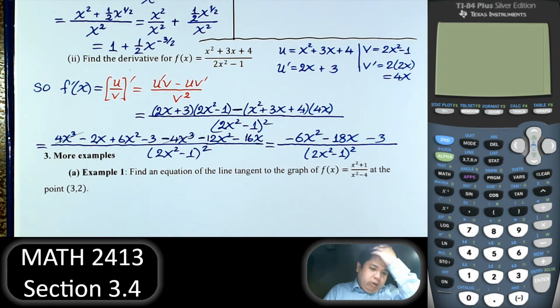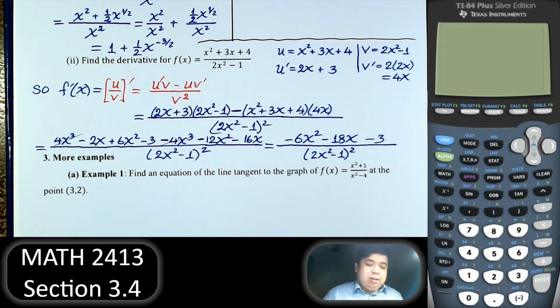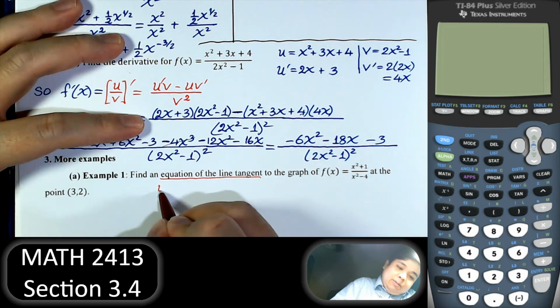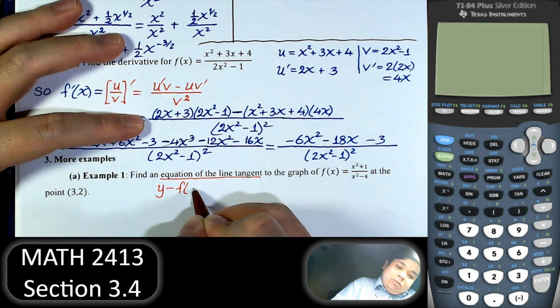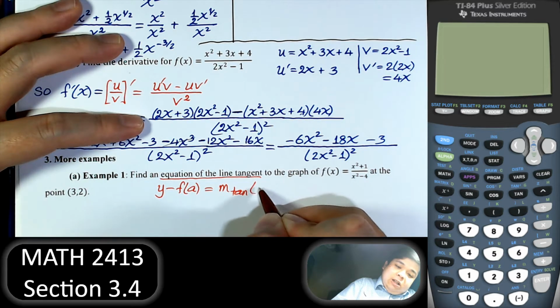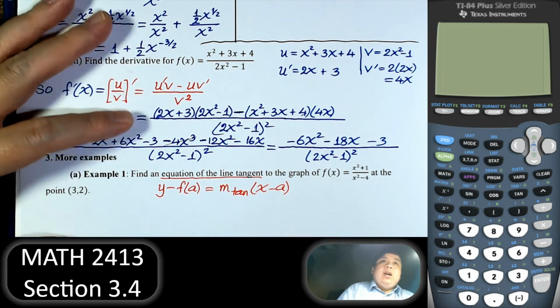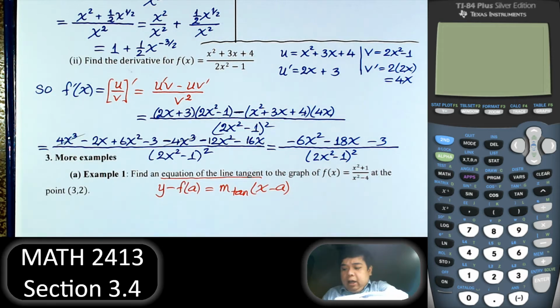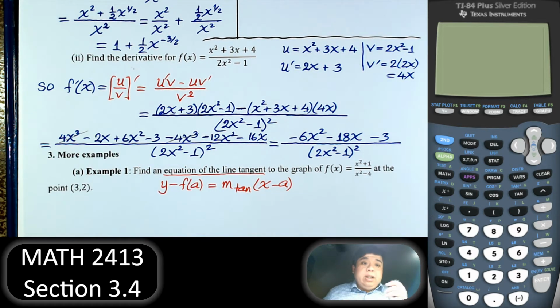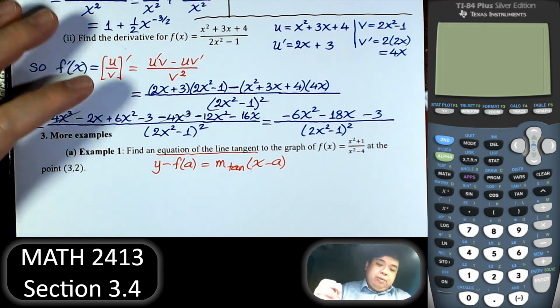Right, go to this one. Find the equation of the tangent line to the graph at the point 3 and 2. So the equation of a tangent line is y minus the value of the function equals the slope of the tangent line times x minus a. So in this case, the function is that. When we find the slope, it has to be a quotient rule.